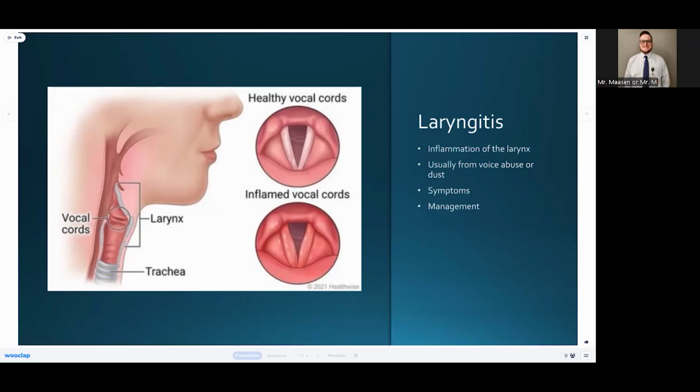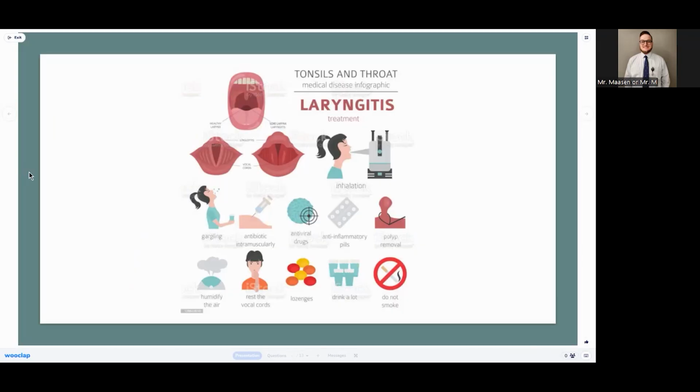overusing our voice like I do often, so voice abuse, like singers and people that talk a lot, and dust and allergens as well. Managing symptoms, we could treat swelling with steroids if it was too bad. But typically, this is not infection related necessarily as much as it is overuse.